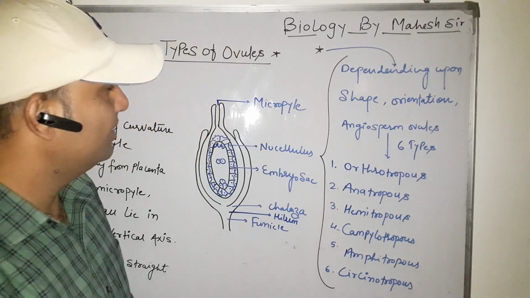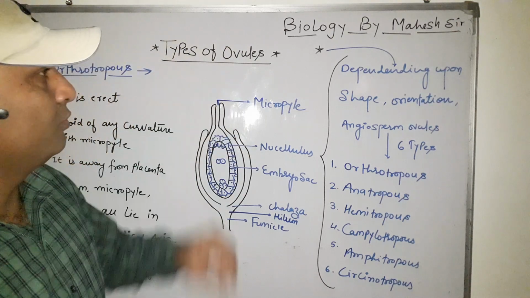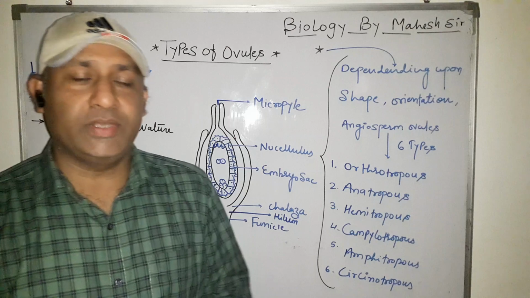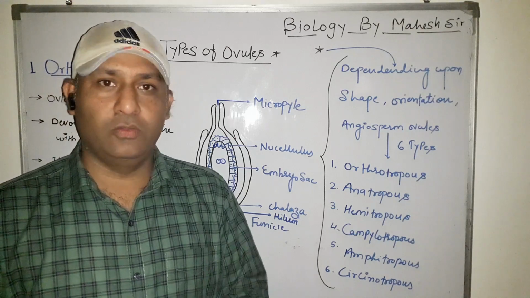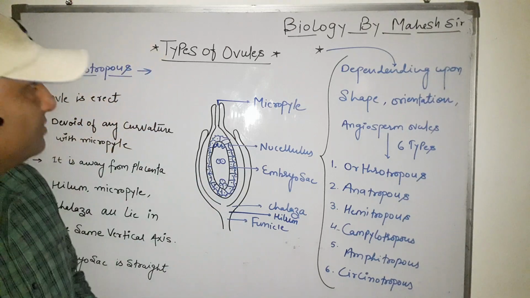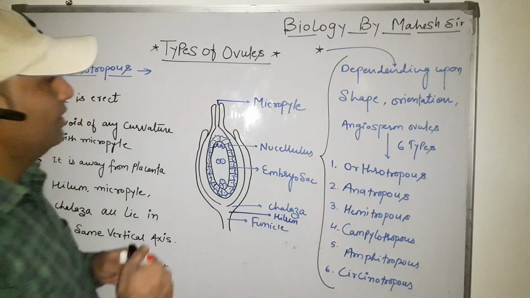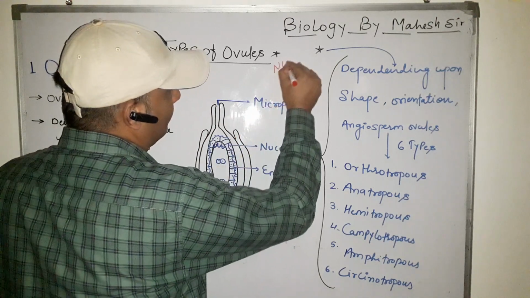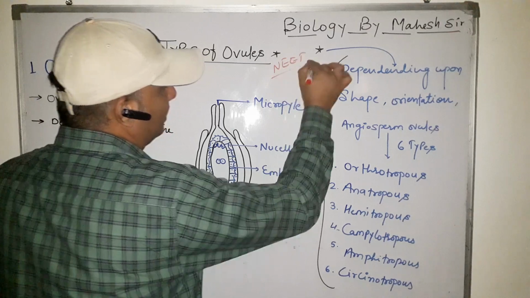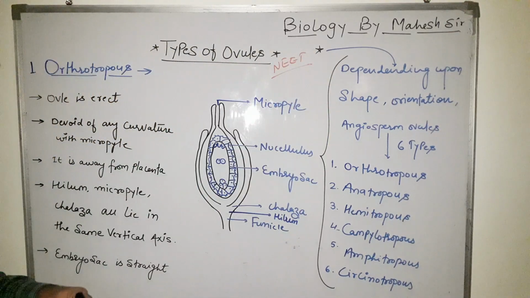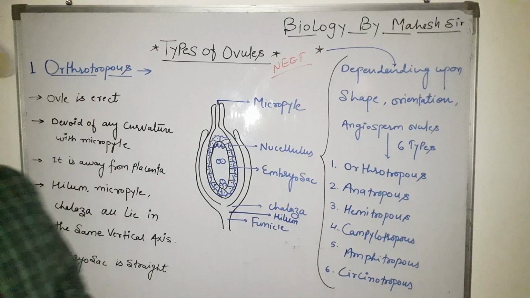Today we will take the next topic, which is types of ovules. In the last class I explained the structure of ovules, and now in this class we will discuss the types of ovule. Very important for the purpose of NEET. So it is types of ovules with the diagram and some explanation.